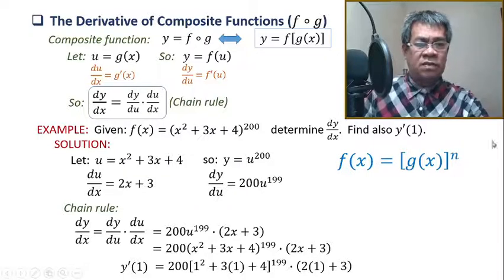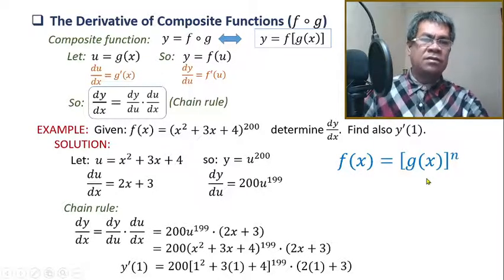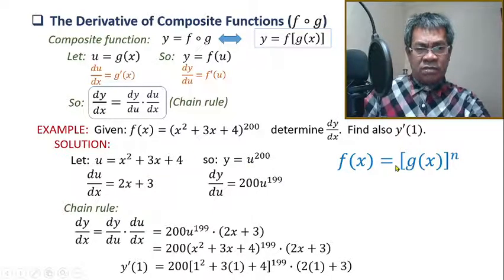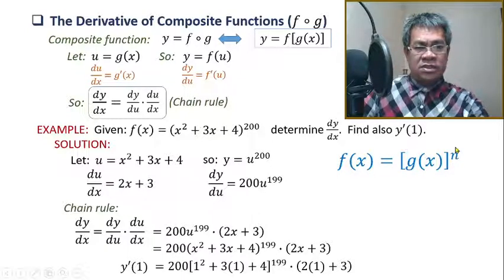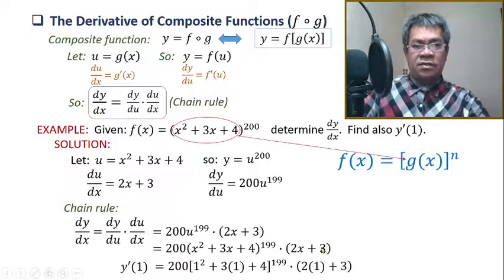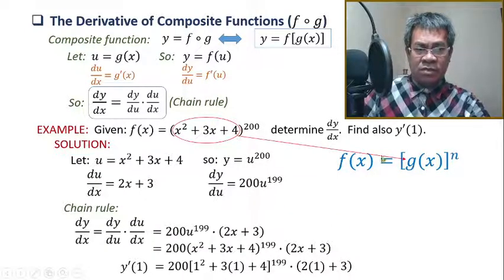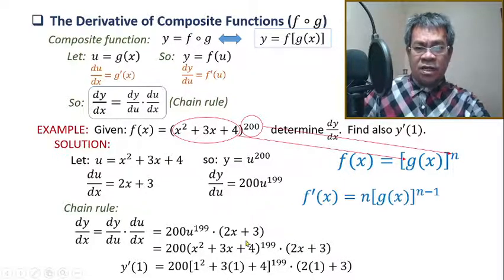Because take note that this must be a real number. There's no variable here. Okay? So look at this one. What will be the derivative of this function? Which is generally what we call f of g(x) raised to n. Okay? So if you analyze again, this will be our g in this case. Then our n is 200. Okay? And look at the answer.